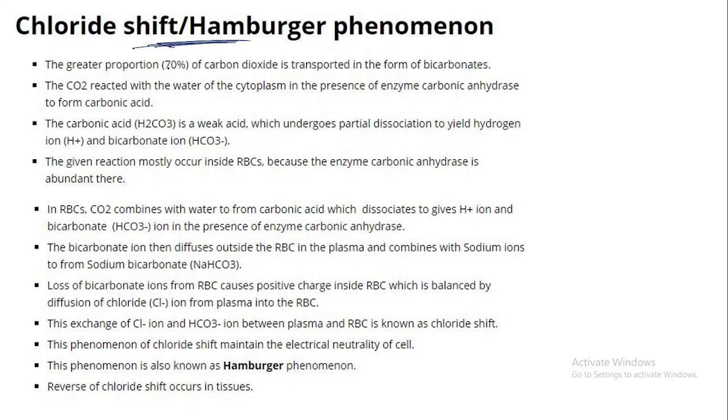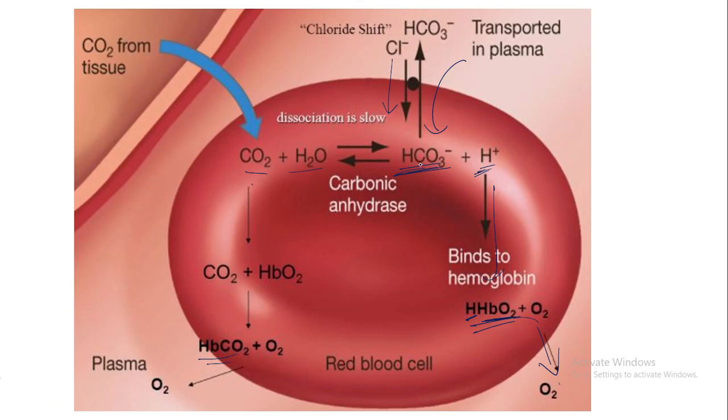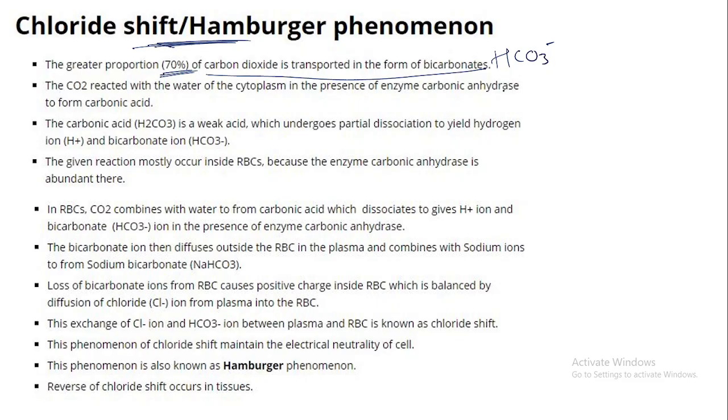The greater proportion, about 70% of carbon dioxide, is transported in the form of bicarbonates. This point is very important. Bicarbonates, in the sense HCO3-. 70% of it is going to happen in this way. The CO2 reacts with the water of the cytoplasm in the presence of the enzyme carbonic anhydrase to form carbonic acid.